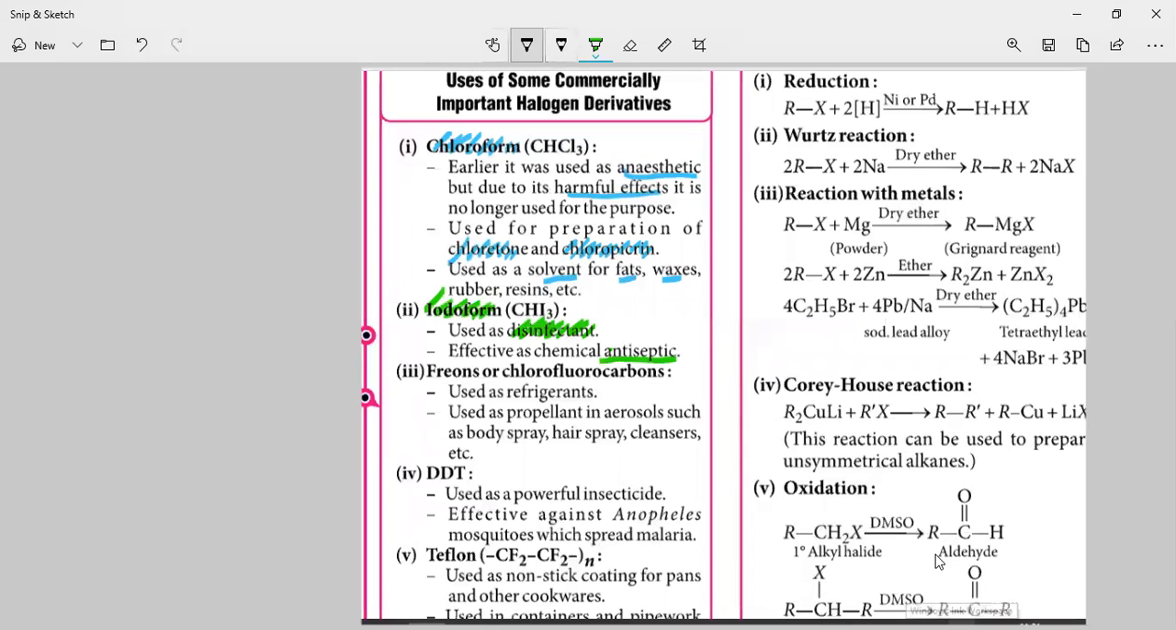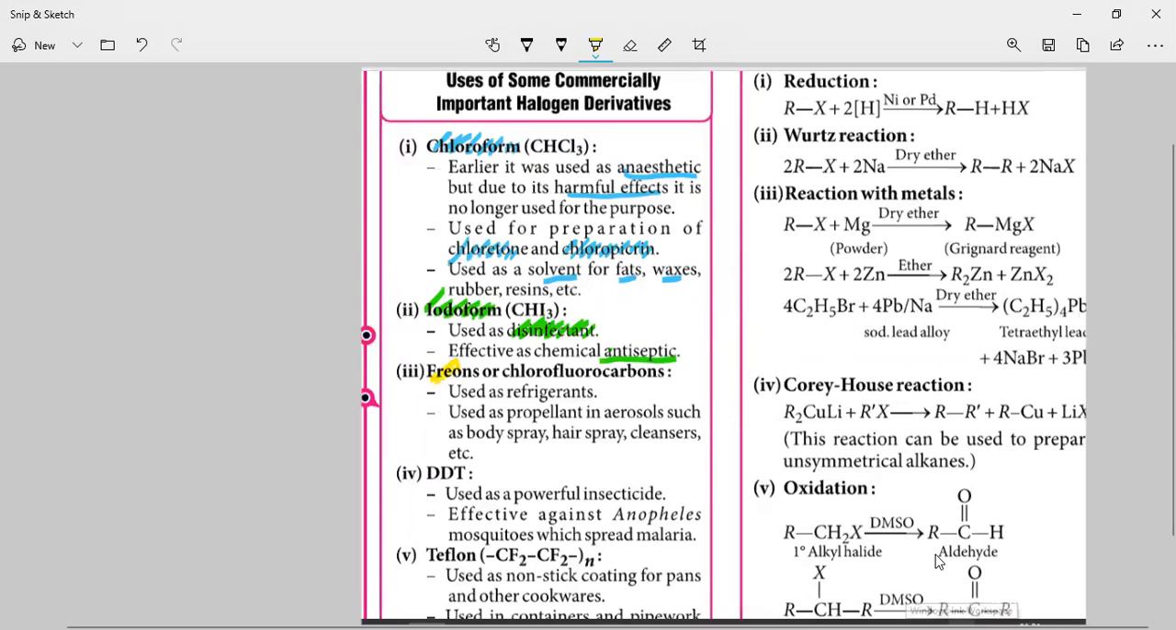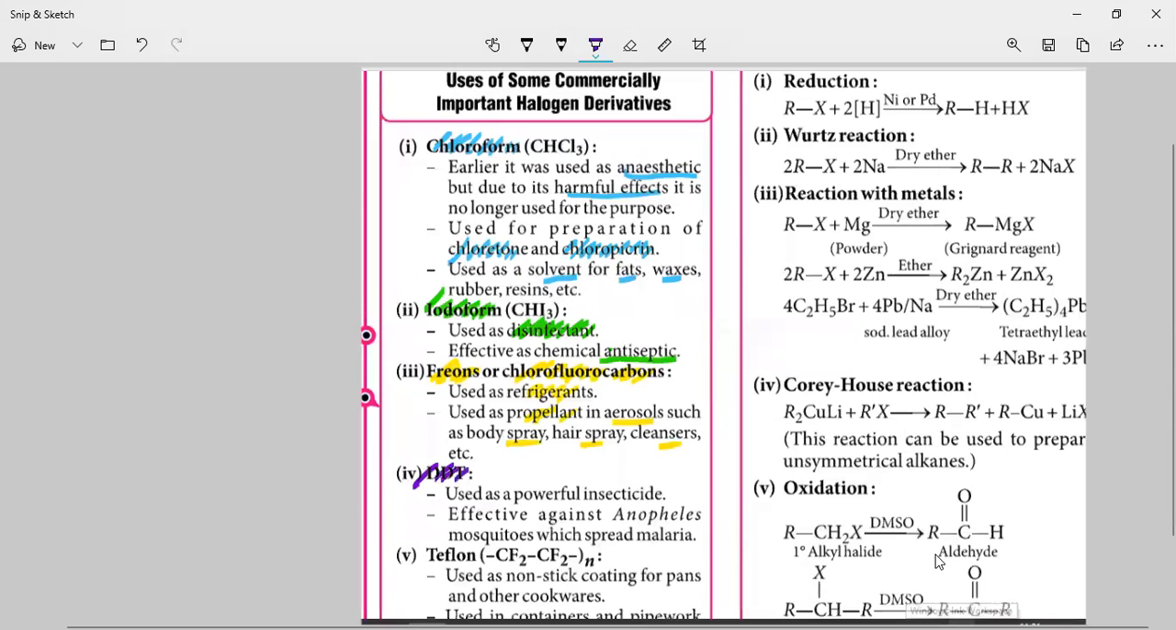Next compound we are going to discuss is freons. Freons are chlorofluorocarbons, which we call CFCs. They are used as refrigerants, as propellants in aerosols, body sprays, air sprays, and cleansers. The next compound is DDT. DDT is used as a powerful insecticide, effective against Anopheles mosquitoes.